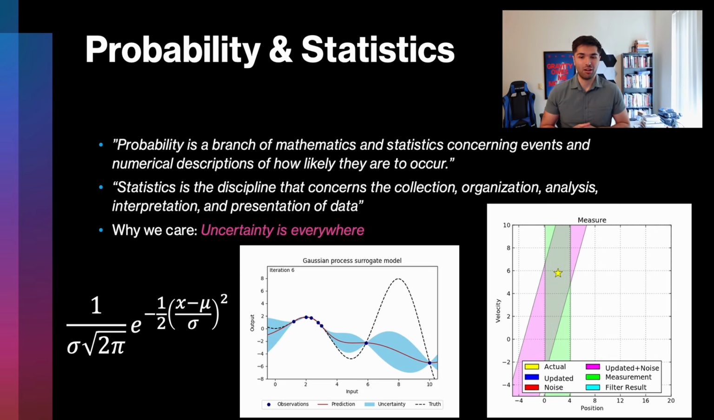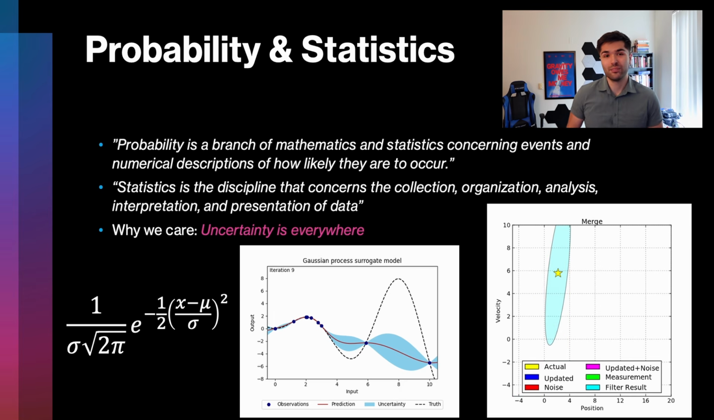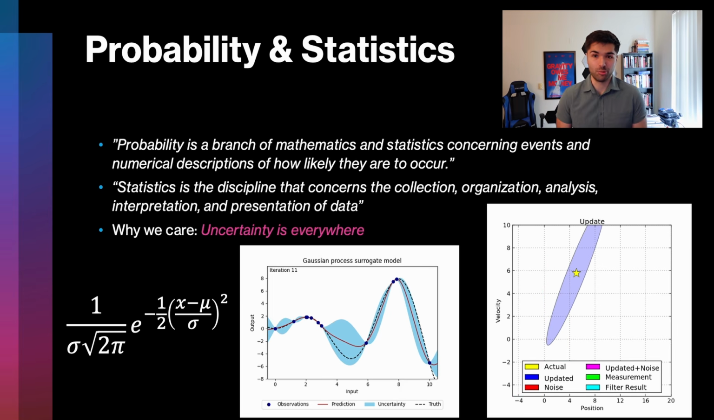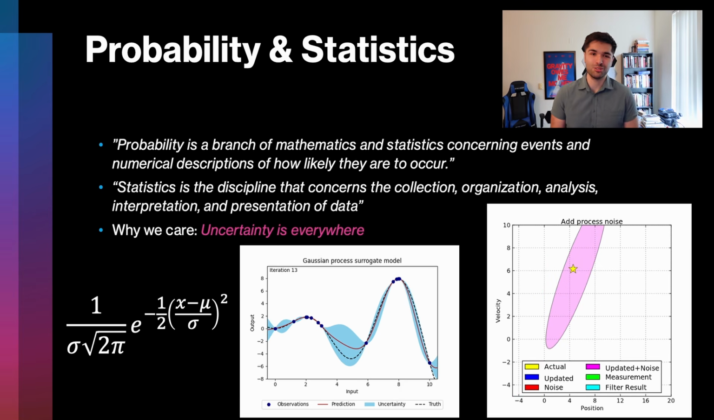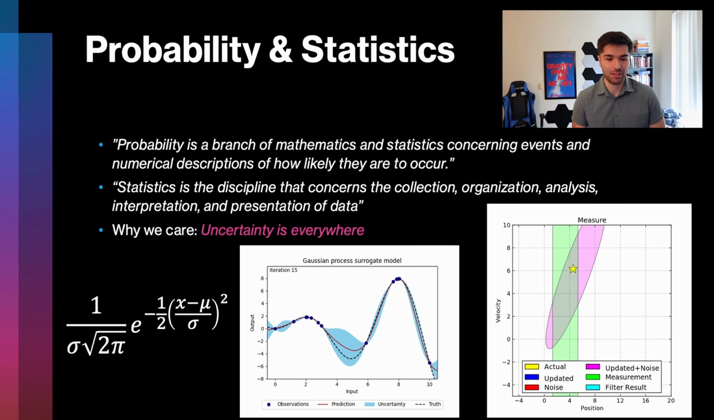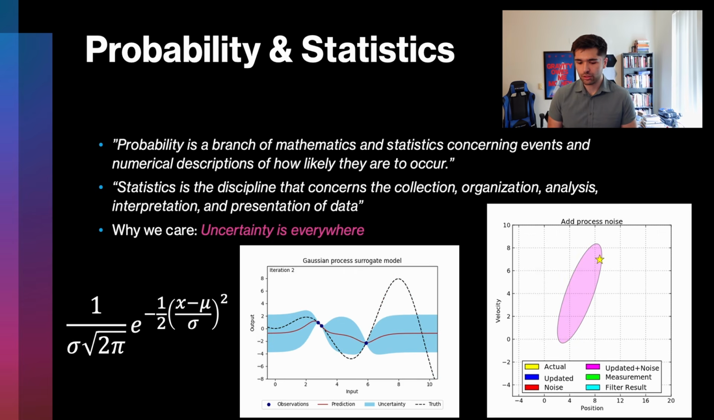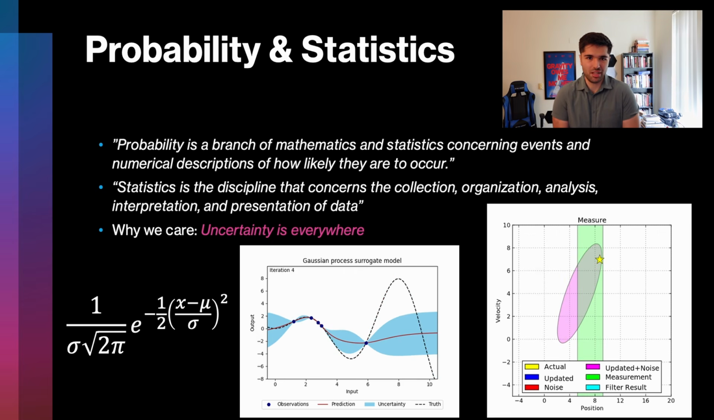So why do we care about probability and statistics? For the most part, uncertainty is everywhere in the real world, and as engineers, we're incredibly interested in modeling real world dynamics. And so anywhere that you have some kind of uncertainty, whether it's about the process you're modeling or about the sensors you're getting information from, probability and statistics is going to be incredibly useful here.